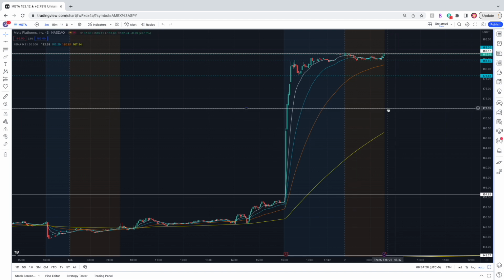So if we didn't have this level here, we wouldn't know that there's a possible area where Facebook, Meta, could stop moving at this 171 level. So you would play levels from point A to point B as far as your scalps and your day trades. So keep that in mind.